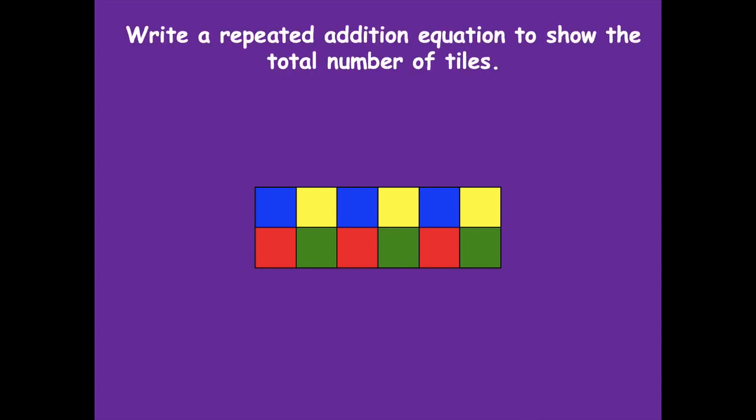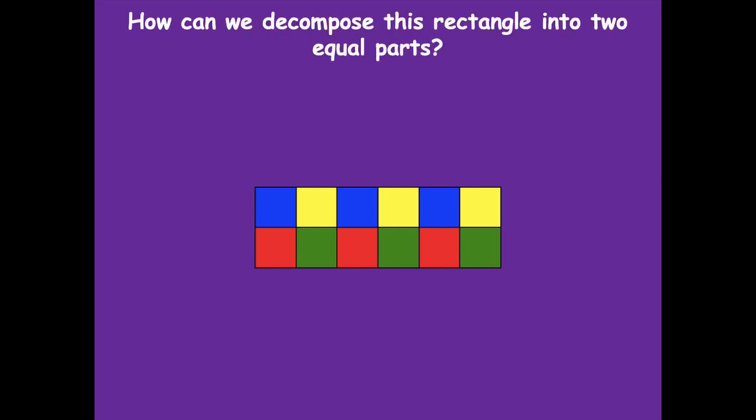Write a repeated addition equation to show the total number of tiles. So pause the video, write your repeated addition equation, and then click play when you're ready to go over it together. All right, friends, so we have 2 plus 2 plus 2 plus 2 plus 2 plus 2 equals 12. That's describing writing a repeated addition using our columns. Now, if you were using our rows, it would just be 6 plus 6 equals 12. So either is correct.